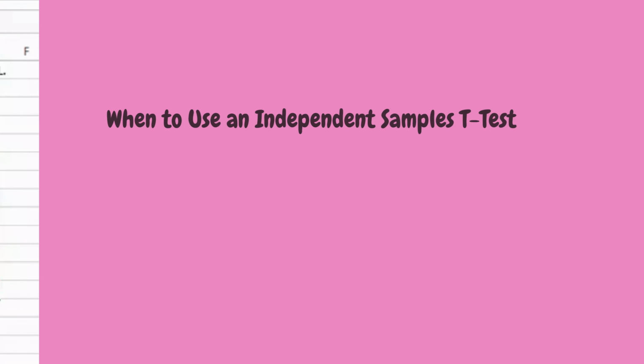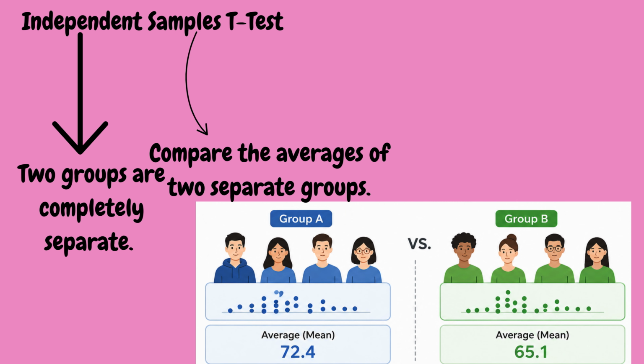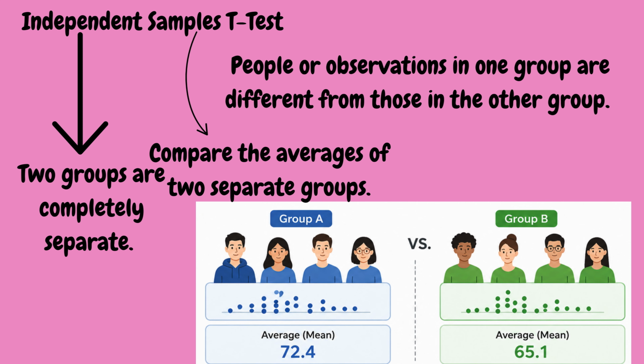When to use an independent samples t-test: use an independent samples t-test when you want to compare the averages of two separate groups. The word independent simply means the two groups are completely separate. The people or observations in one group are different from those in the other group. No participant can belong to both groups, and the result from one group does not affect the other group.